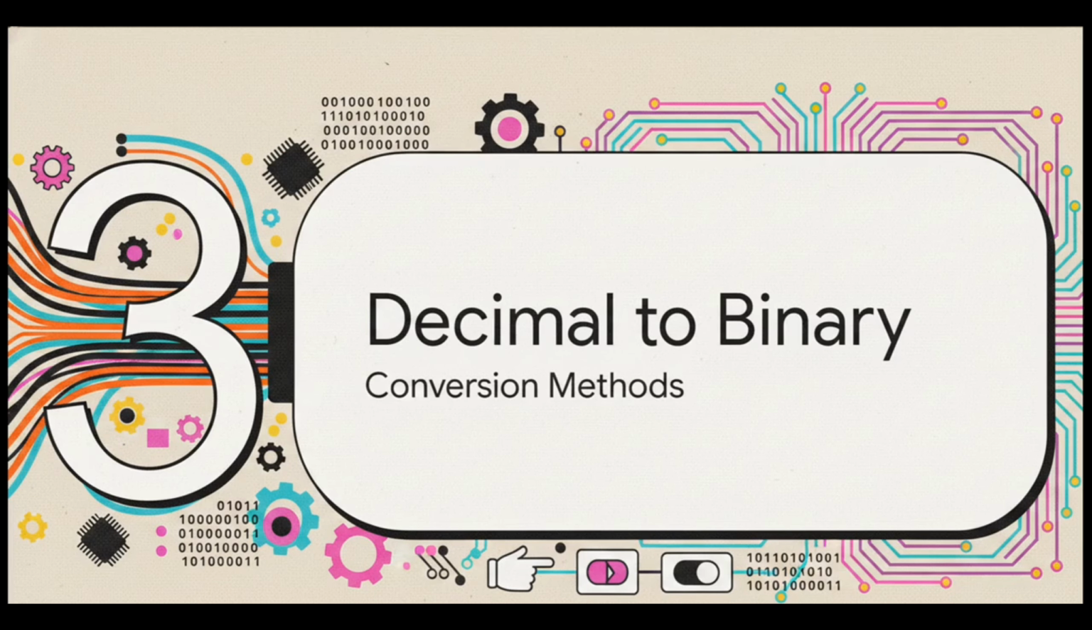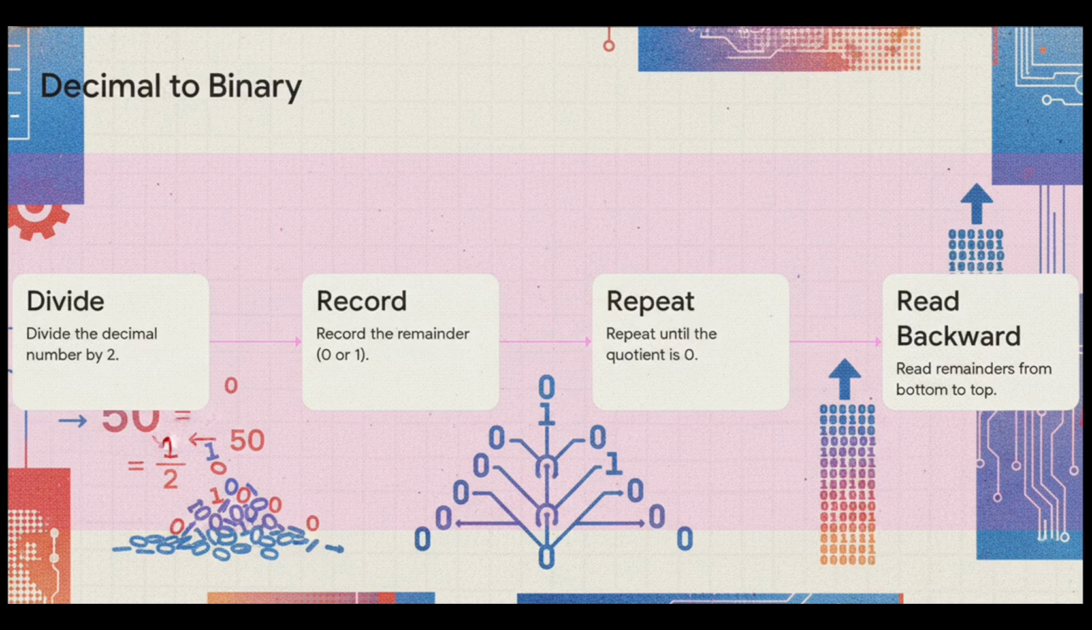Section 3. Converting decimal to binary. Okay, so if you want to feed a computer the number 50, you've got to do a little math first. We use what's called the repeated division method. Let's use 50 as our mental test case. We divide it by our target base, which is 2. So 50 divided by 2 is 25, and the remainder is 0. We write down that 0. Next, we divide 25 by 2. That gives us 12 with a remainder of 1. We record the 1. We just keep repeating this process on the quotient until we finally hit 0.